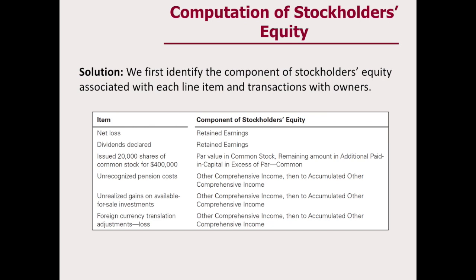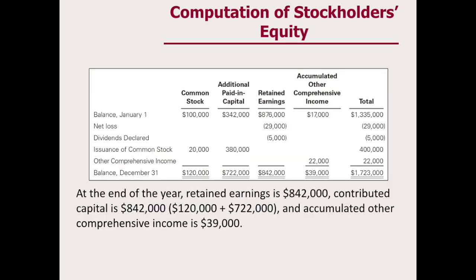And unrecognized pension cost is an other comprehensive income item, which is closed to accumulated other comprehensive income. The same follows with unrealized gains on available for sale investments, as well as foreign currency translation adjustments, which was a loss in this case. So when we take that information, we analyze every single individual piece, and we put it into our statement of stockholders' equity. We find that our common stock has now increased from 100,000 to 120,000.